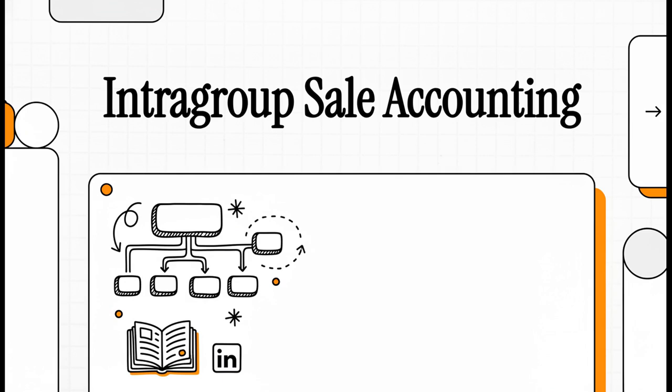This analysis comes directly from the 234th edition of the Gap Advisors Task Weekly newsletter, which is brilliantly authored by CA Manish C. Iyer over on LinkedIn. If you ever deal with complex group structures and intragroup sales, you are definitely going to want to stick around for this.